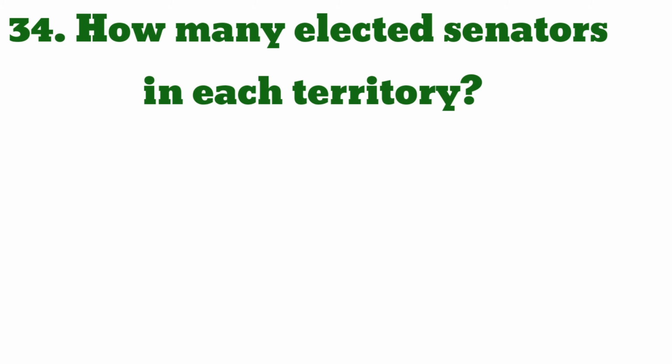Number 34. How many elected senators in each territory? Letter A, 2. Letter B, 3. Letter C, 12. The answer is letter A, 2.